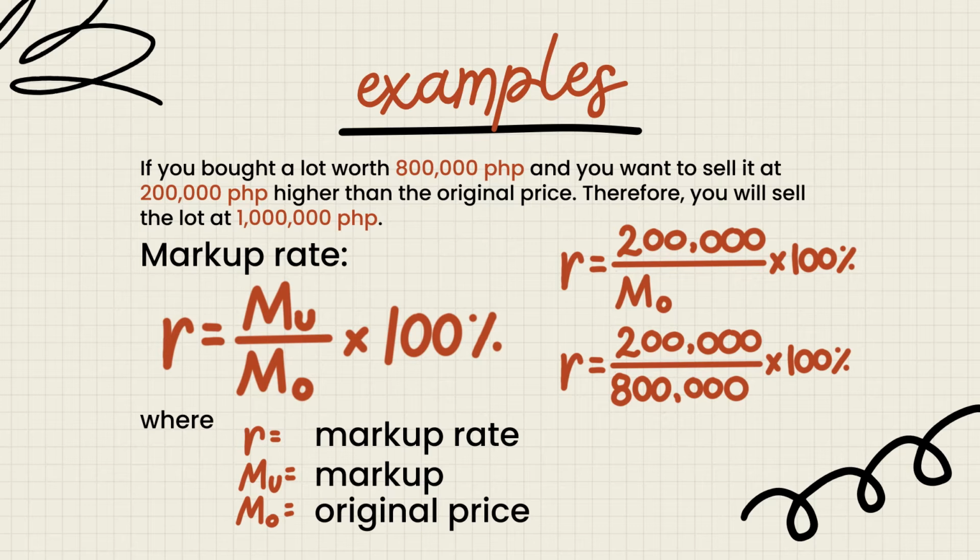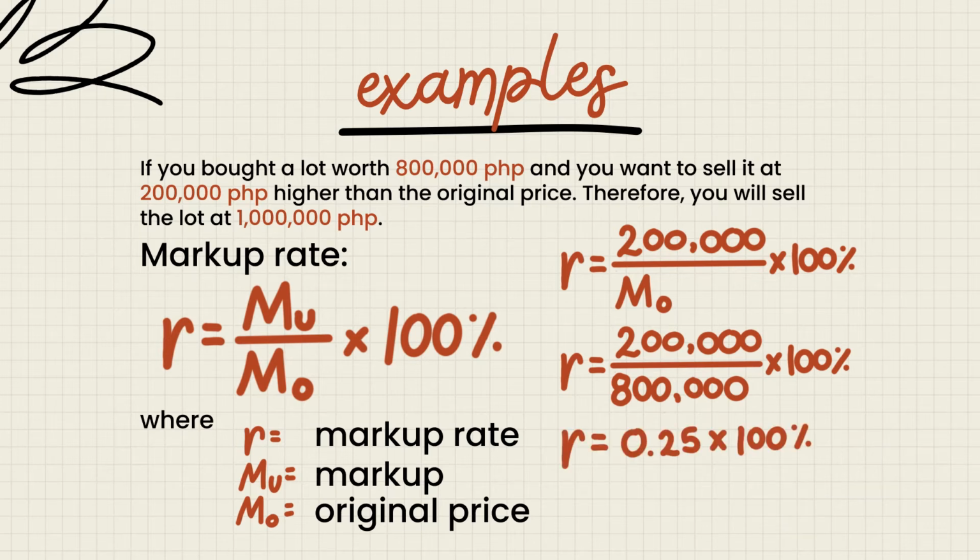So you have 200,000 over 800,000 times 100%. That would give us 0.25 times 100%. And our final answer would be R is equal to 25%. Ibig sabihin, ang markup rate mo ay 25% daw. Nagtaas ka ng 25% doon sa nauna mong binigay na presyo. From 800,000, naging 1 million, 25% ang tinaas.